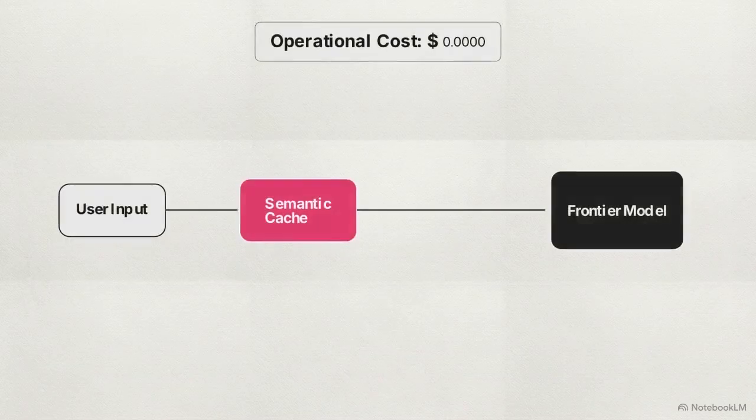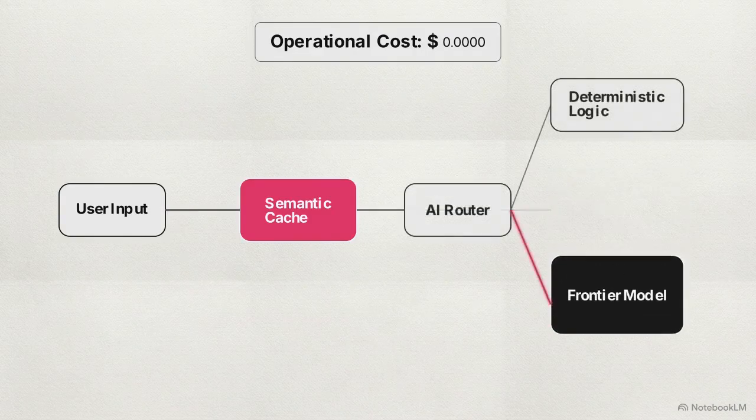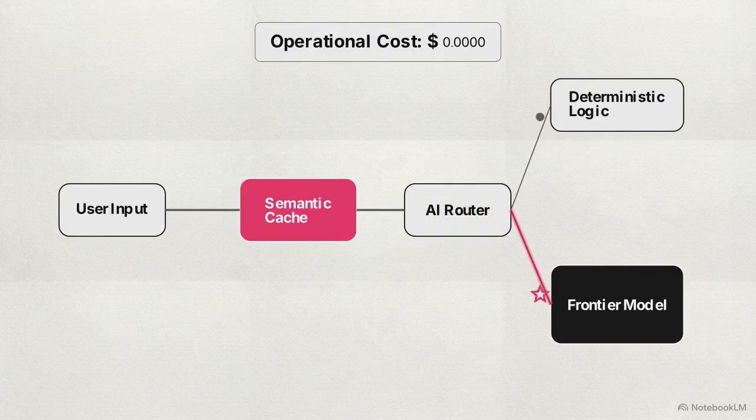We can intercept the supply chain using a semantic cache. A semantic cache stores previous answers and serves them when a new user asks a mathematically similar question, stopping the meter before it reaches the model. This drastically reduces redundant computations. Requests that miss the cache hit an AI router.